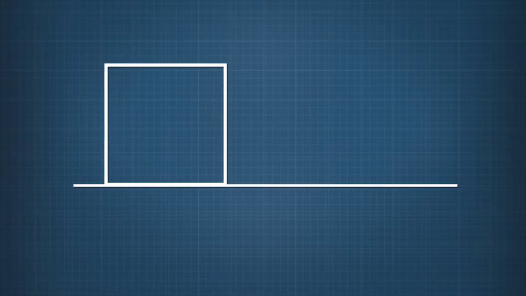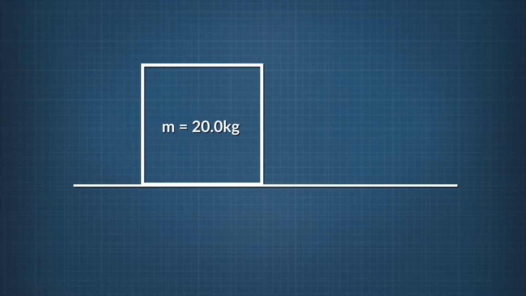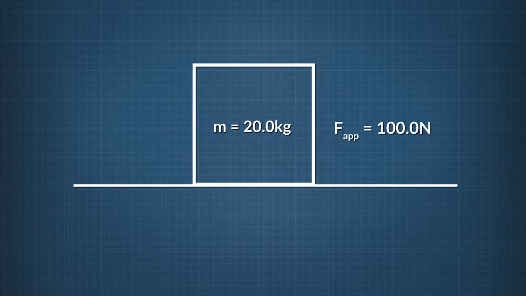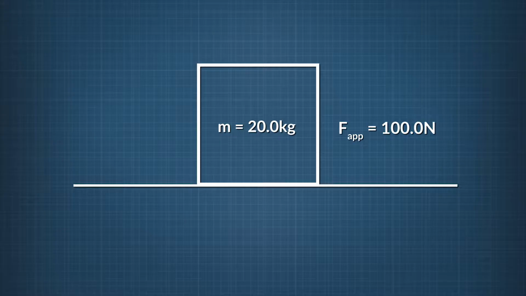Greg pushes a 20-kilogram box across a surface with a constant force of 100.0 newtons. The coefficient of kinetic friction between the box and the ground is 0.4. What is the magnitude of the normal force? And how fast does the box accelerate?